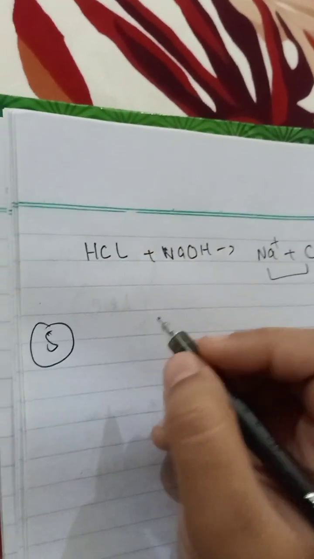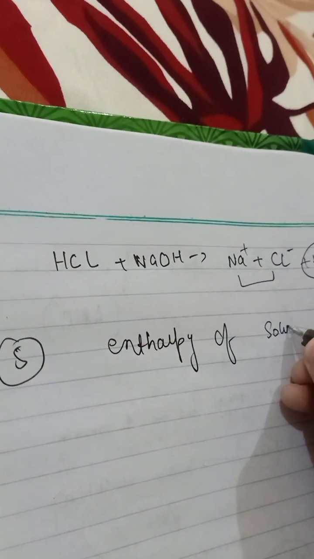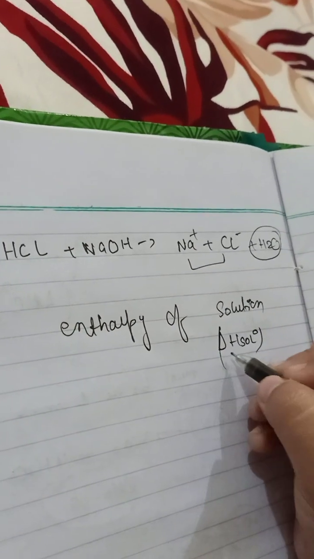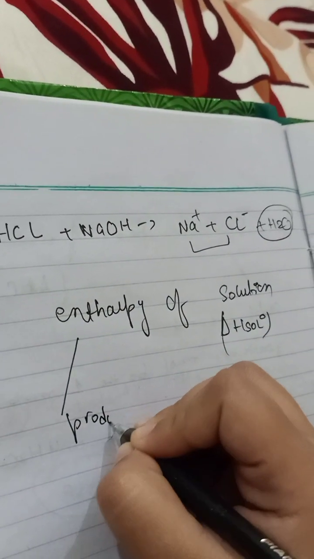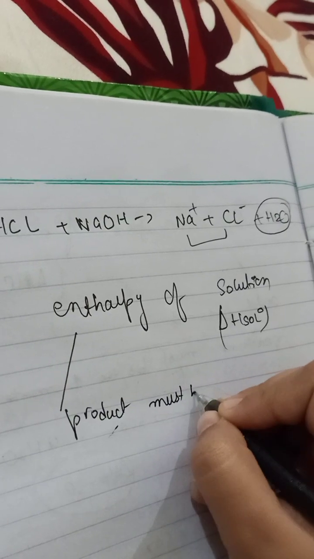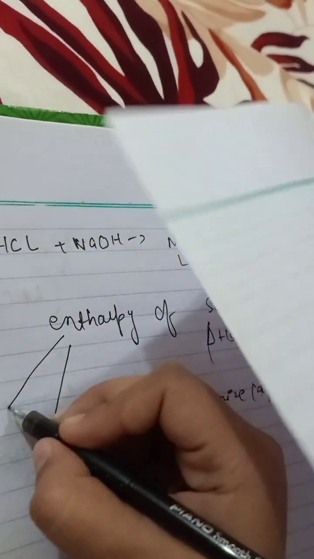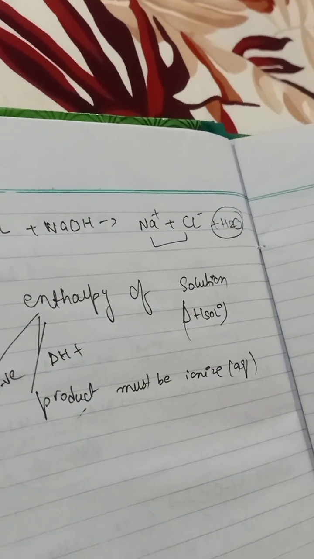Alright, the fifth type of enthalpy is the enthalpy of solution. I can write here ΔH is equal to ΔH solution naught. Here the condition is that the product must be ionized, which means the aqueous form. It can be both negative as well as positive. This I haven't told you; I am telling you just after this.